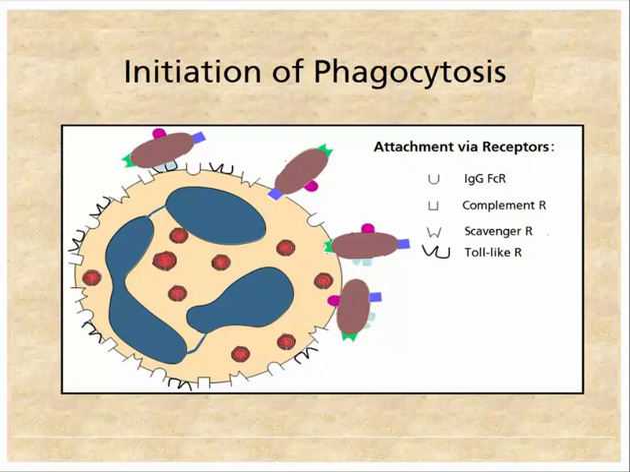And then finally, there are a whole group of receptors that are referred to as toll-like receptors. These receptors recognize certain components of the bacterium. And when they bind to that receptor, that can initiate phagocytosis. So by any one or all of these things occurring, the phagocytosis is initiated.